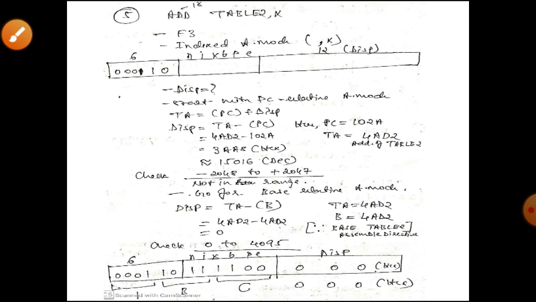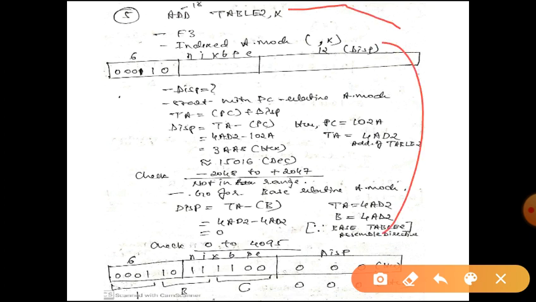Under NIXBPE, E is 0 because format 3. B is set to 1. P is set to 0 because it is base relative, X is set to 1 because it is indexed addressing mode, and normally, as I told, N and I will be set to 1. So these are the binary bits. In displacement you write 0, which in hexadecimal is three zeros. You convert these binary bits into hexadecimal by grouping 4 bits. This is how you will get 1BC000. So this is how we convert this ADD table instruction into object code.